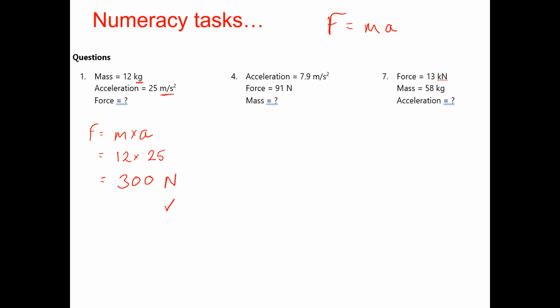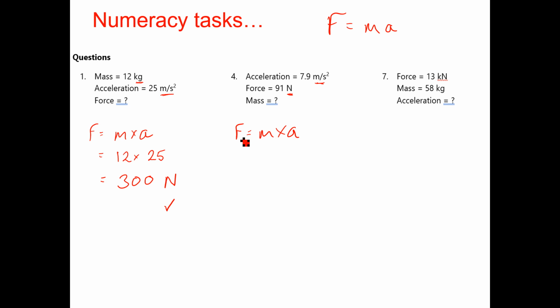Let's have a look at the next one. It is number 4 because of the way the questions are set out, but let's look at this slightly different one. Now let's start with our equation this time. Let's see what we know. Acceleration is 7.9 meters per second squared. That's the correct unit. And the force this time is in the correct unit. But this time, we're asked to work out the mass.